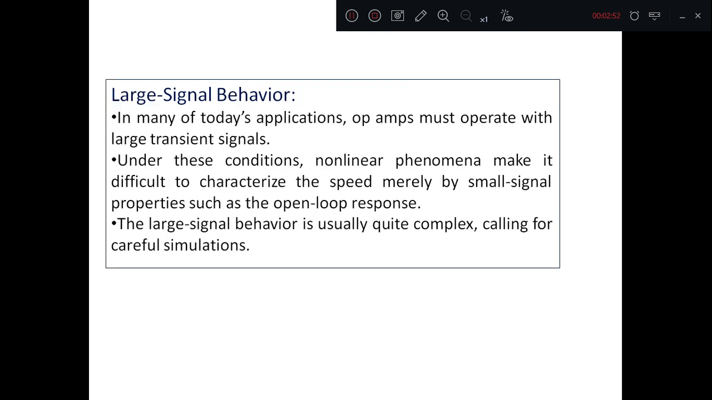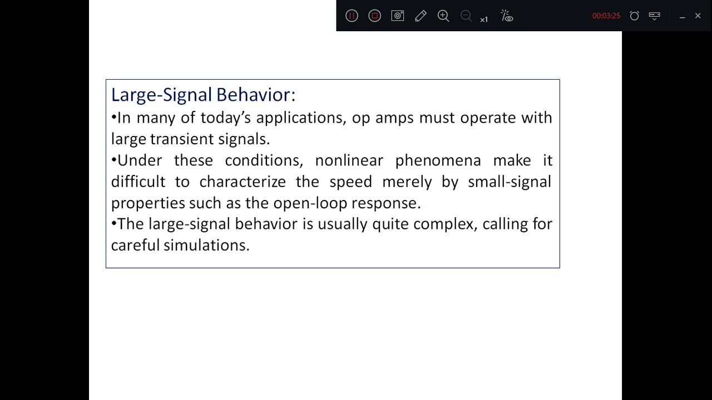Next one is large signal behavior. We have already studied large signal model. What is large signal model? Large signal model of a MOSFET proves essential in analog circuits in which the signal significantly disturbs the bias point, particularly if nonlinear effects are of concern. When we have to look into the nonlinear effects, then we go for the large signal analysis.